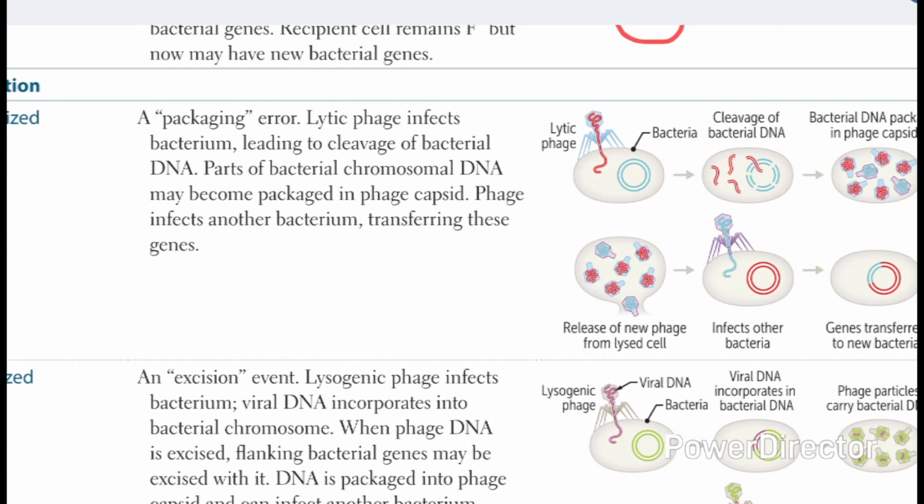In transduction, the lytic phage, which is a bacteriophage, a virus, infects the bacterium, leading to cleavage of bacterial DNA, and the parts of bacterial chromosomal DNA that are cleaved may become packaged into the phage capsid. And when this phage divides and infects the next progenies of different bacteria across the environment, it transfers this genetic material from the originally infected bacteria to the subsequent bacterial species, giving them those unique characteristics from the parent bacteria. So this process is known as generalized transduction.